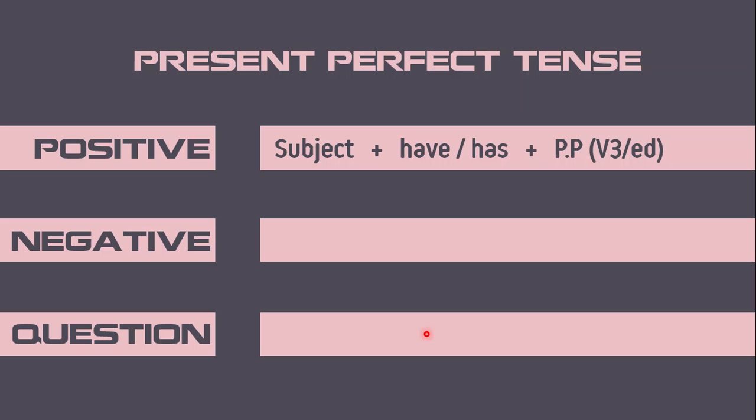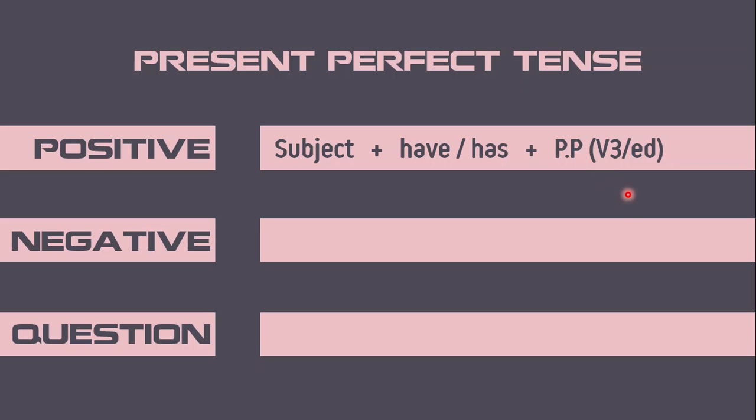For have, we use have if the subject is I, we, you, they, or plural noun. And we use has if the subject is he, she, it, singular nouns, or uncountable nouns. We also have two types of past participle.